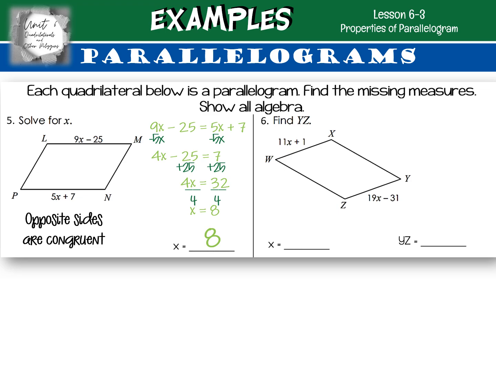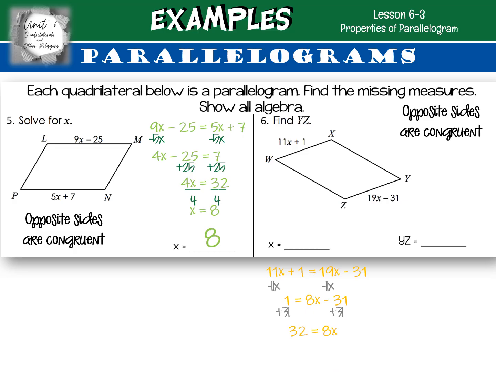This one, we want to find the length of segment YZ. Opposite sides are going to be congruent, but we're not going to stop once we get our x. So set them equal to each other. So 11x plus 1 equals 19x minus 31. Move the smaller x, which is 11. Subtract 11x on both sides. We get 1 equals 8x minus 31. Add 31 to both sides. 32 is equal to 8x. When you divide by 8, x is 4.